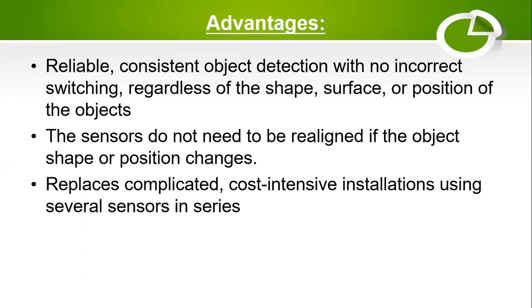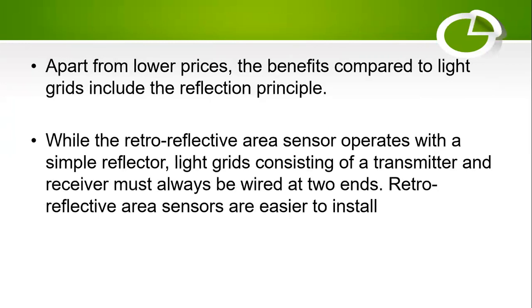The main advantages are reliable, consistent object detection with no incorrect switching, regardless of the shape, surface or position of the objects. The sensor does not need to be realigned if the object shape or position changes. It replaces complicated, cost-intensive installations using several sensors in series.